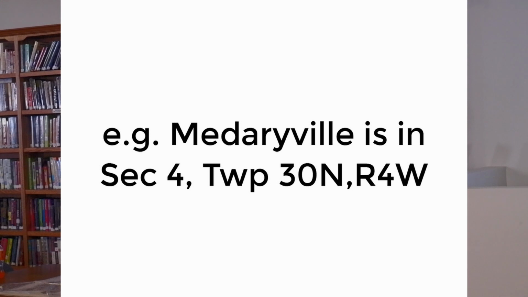Each township has this unique identifying number. It includes a range, which is its east-west component. Its north-south component is called the township, and then it has a section number. And in each township, the sections are numbered from 1 to 36.